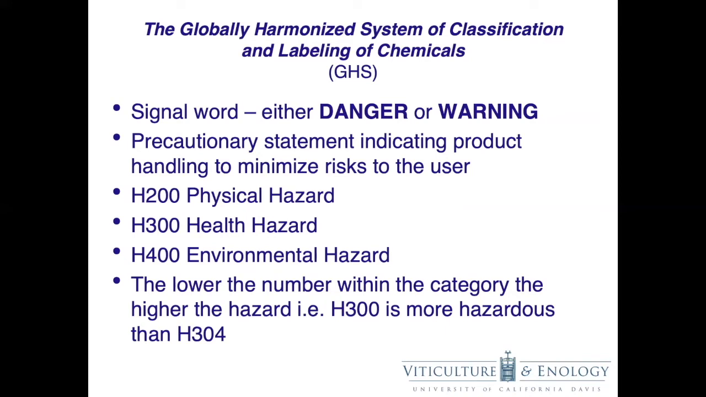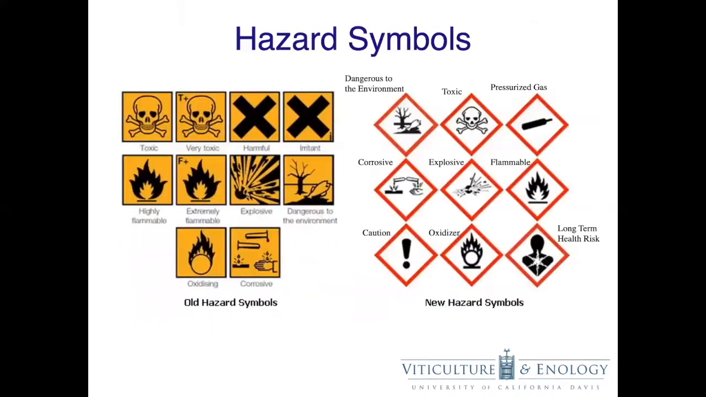Hazards of chemicals are associated with an H code. H200s are physical hazards, H300s are health hazards, and H400s are environmental hazards. The lower the number within a category, the higher the hazard. So H300 is more hazardous than H304. These hazard codes are also associated with hazard symbols. You'll see these symbols on the chemical bottles. Each symbol depicts the hazards associated with the chemical.